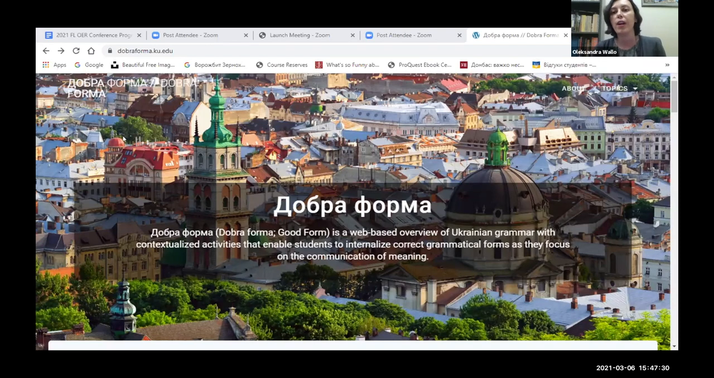I teach Ukrainian at the University of Kansas, and today I'll be talking a little bit about a relatively new open access resource for learning basic Ukrainian grammar. It's called Dobra forma, good form in English. And this is the website that is already accessible with about 75% of the resource fully accessible.